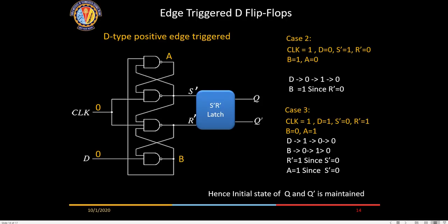Sir, can you please explain how A and B values will be set corresponding to each clock and D value? No, we don't externally set anything for A and B. Yes, so internally, how are the values set? Like for example, in case 2, how will the values be set?